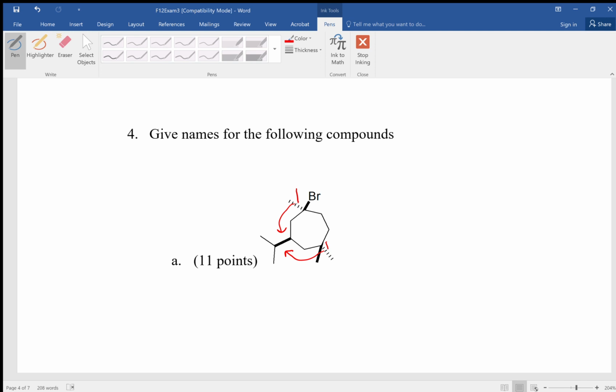Well, in both cases, that isopropyl group would be at 3, and then the other carbon that has multiple substituents would be at 5. So that's not going to help us. So the way we break that tie is we need to look for the substituent that comes first alphabetically. And that substituent would be the bromine. And so we would get numbering for this structure that looks like that.